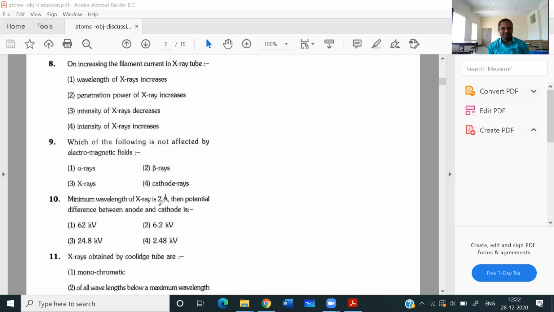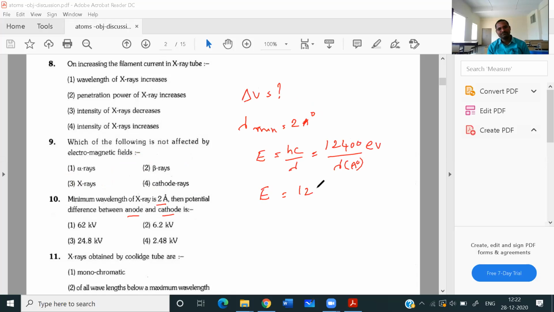The minimum wavelength of X-ray is 2 angstrom. Then what is the potential difference between anode and cathode? When the minimum wavelength is 2 angstrom. We know energy is equal to hc by lambda, or else it can be 12,400 by lambda in angstrom. You will get the value in electron volt. So energy is equal to 12,400 upon lambda, and the value given is 2 angstrom, in electron volt.